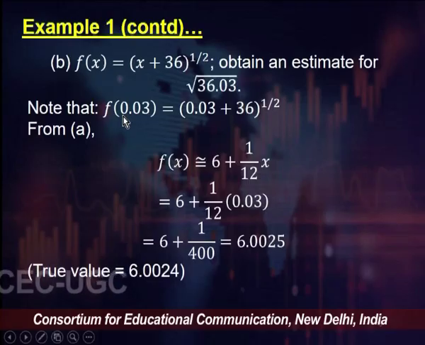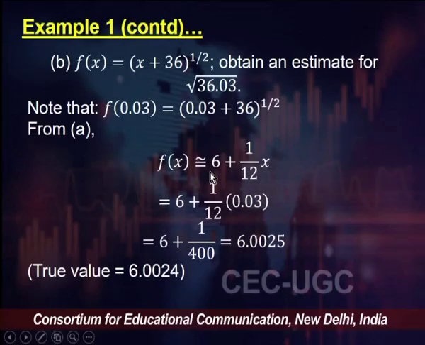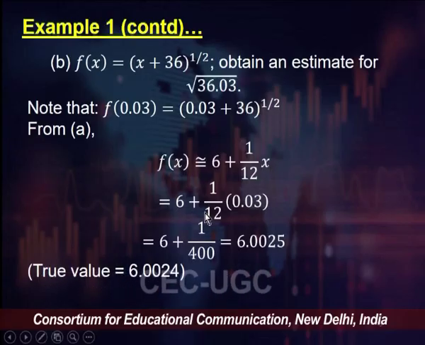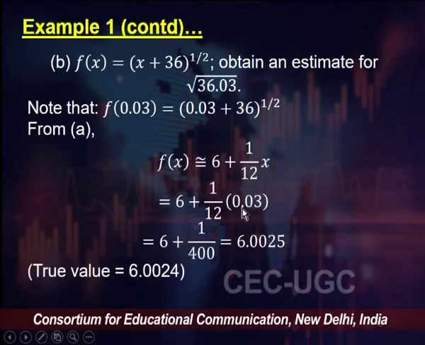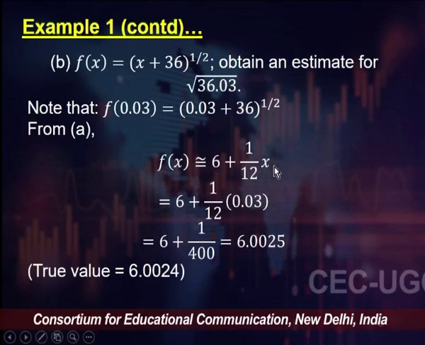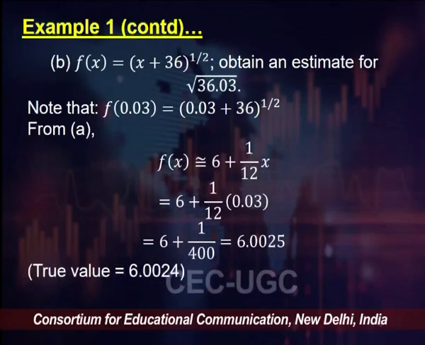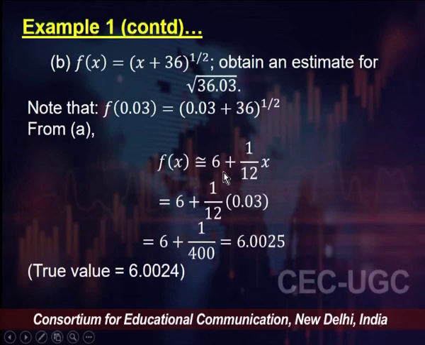Now, if you notice here from part A, the Taylor's formula f of x, we just have to take the approximation part now, which is 6 plus 1 by 12 times x. So, just substitute for the value of x. We do not have to put in the remainder term here, because right now we want an estimate for the square root of 36.03. So, we will just take the polynomial approximation, the linear approximation, which is 6 plus 1 by 12 times x.